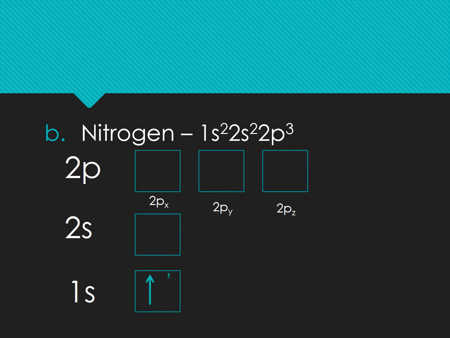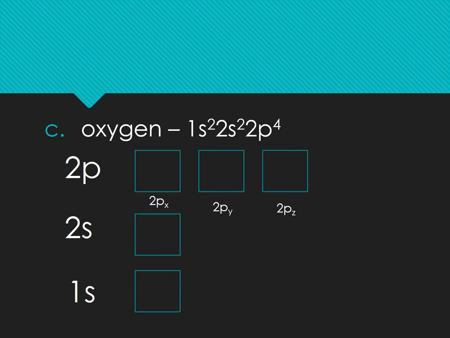So for nitrogen, the same idea. The 1s gets filled first, the 2s gets filled, and then the 2p's all have a single electron in each orbital because they want to be further apart from each other. Oxygen, same thing. 1s gets filled, 2s gets filled. You put 1 in each box, and it leaves you with 1 electron, and that's when you have the opposite spin in one of the orbitals. In this case, in the 2px.